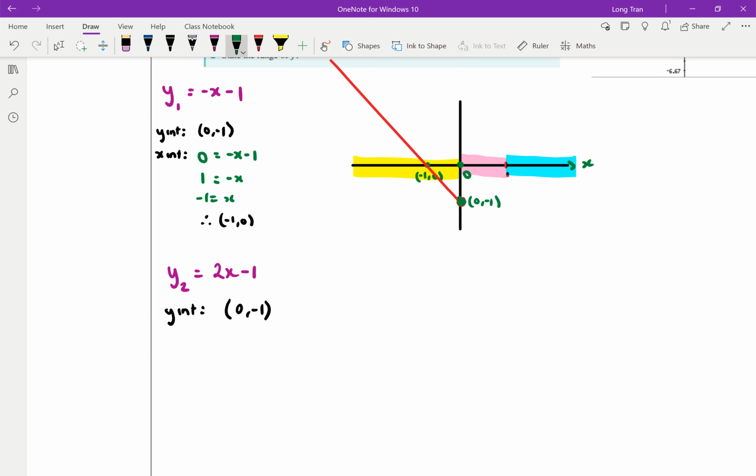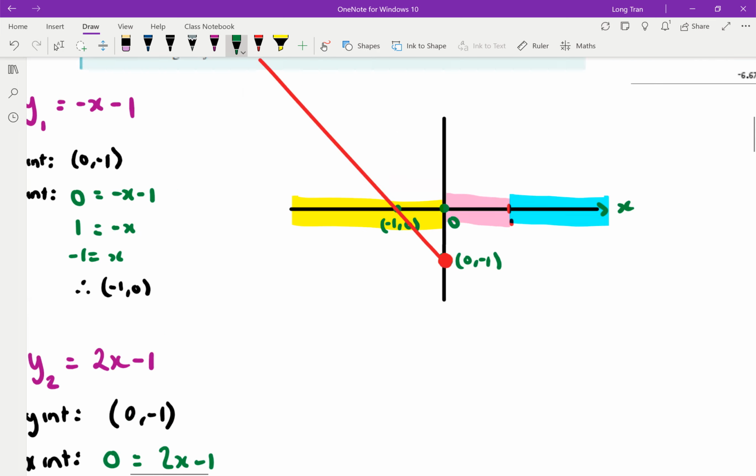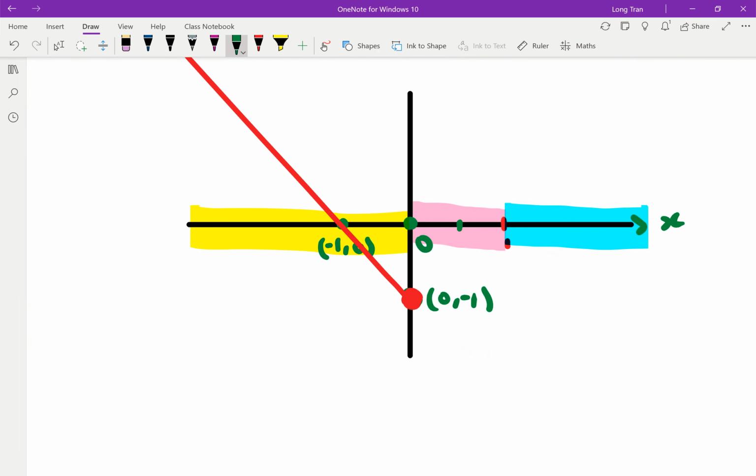So I'm going to fill it in, maybe in red, actually. So I'll fill it in. So I've got that point, and then the x-intercept, we need to find when y equals 0. You've got 2x minus 1, so 1 equals 2x, and then x equals a half. So that means the x-intercept is at (1/2, 0). So where's (1/2, 0)? Well, it looks to me like half is about here. So that must be (1/2, 0).